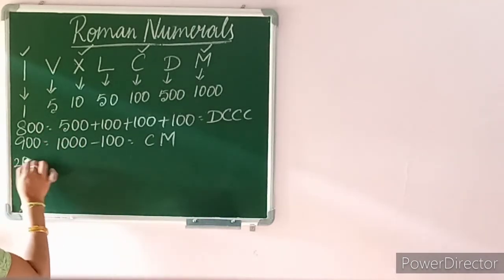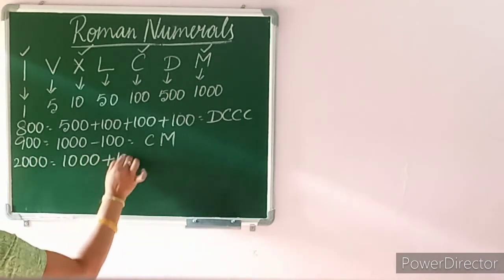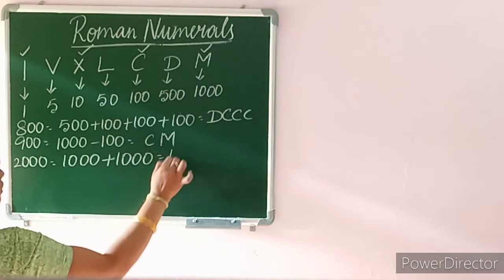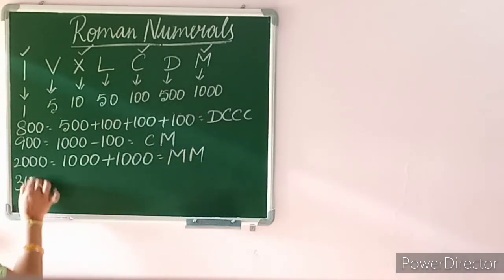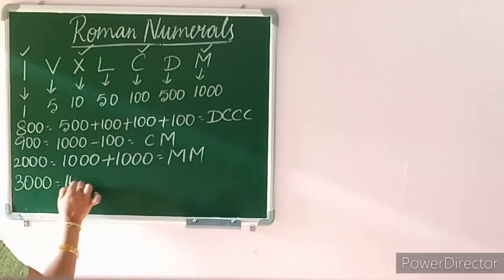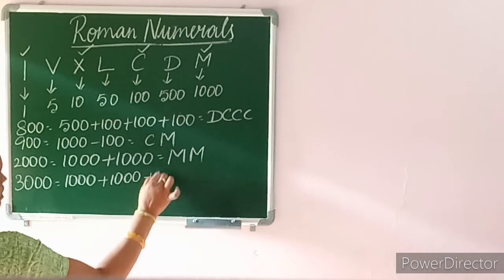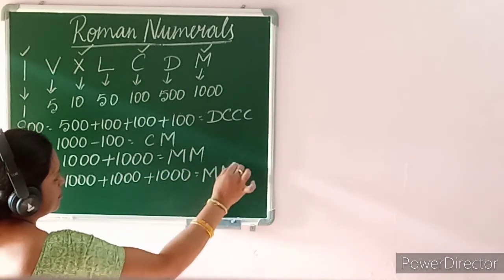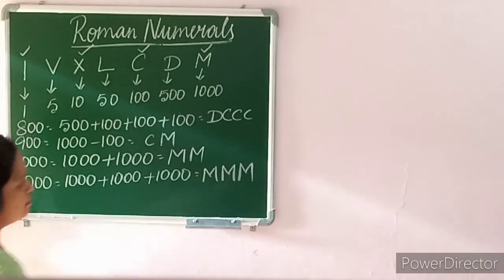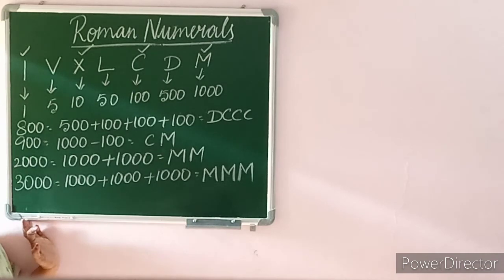Suppose it is 2000, how will you write 2000? 1000 plus 1000, which is MM. Suppose it is 3000, write 1000 three times. 1, 2, 3. So MMM. So by using these symbols, you can write numbers up to the 3000s.